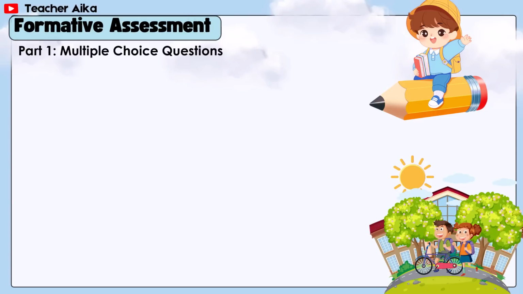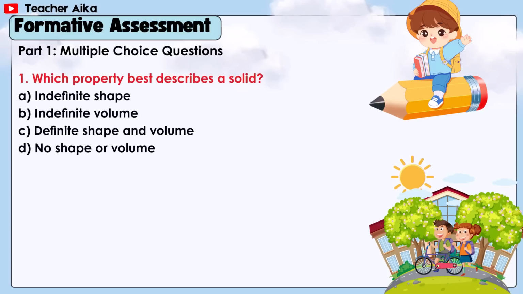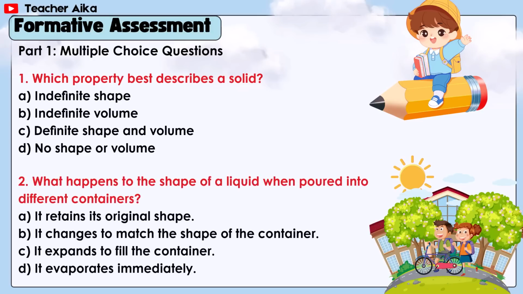Formative Assessment, Part 1, Multiple Choice Questions. 1. Which property best describes a solid? A. Indefinite shape. B. Indefinite volume. C. Definite shape and volume. D. No shape or volume. 2. What happens to the shape of a liquid when poured into different containers? A. It retains its original shape. B. It changes to match the shape of the container. C. It expands to fill the container. Or D. It evaporates immediately.